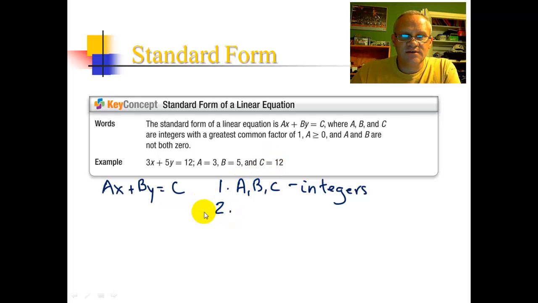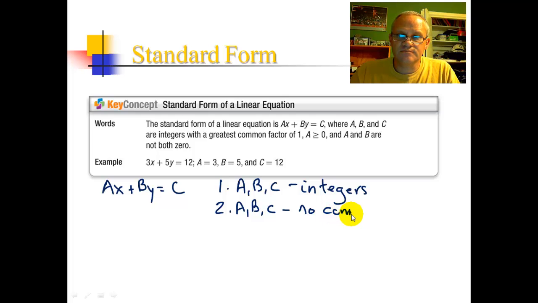And then secondly, a, b, and c, they can't have a common factor of anything except for 1. So basically no common factors. All right, so just no common factors except for 1.